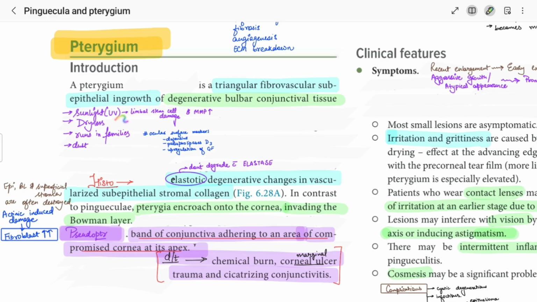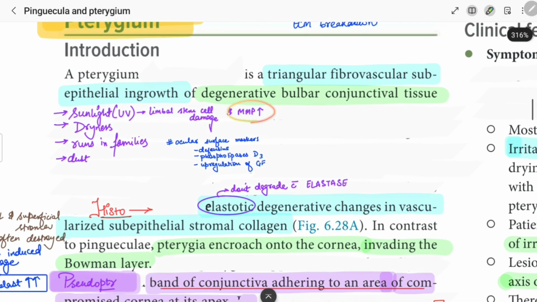Risk factors for pterygium are sunlight, UV rays, which cause limbal stem cell damage and increase in matrix metalloproteinases, dryness, dust, and it runs in families, so it has a genetic predisposition. Due to sunlight, dryness, and dust, it is more common in males who work outdoors, as in farmers, and they are exposed to sunlight and dryness. Ocular surface markers are defensin, phospholipase T3, and there's a regulation of growth factors.